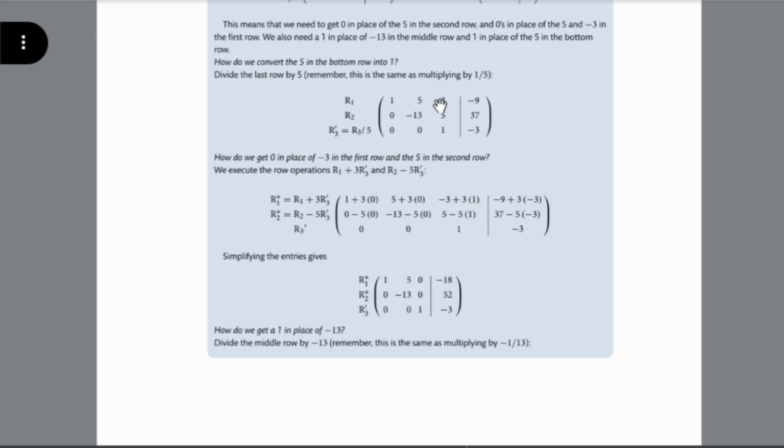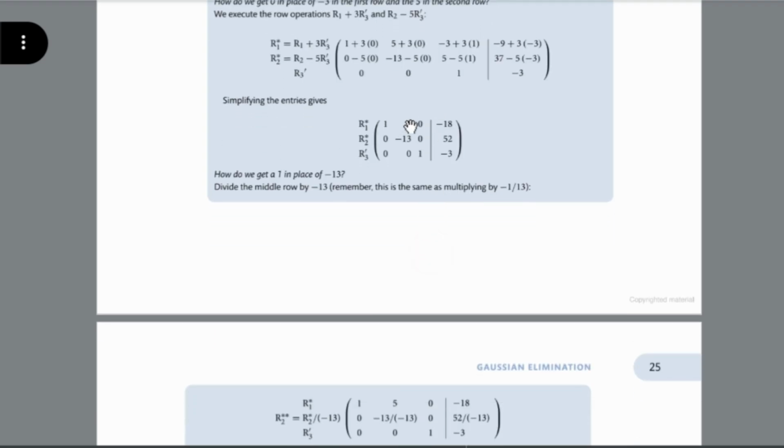So this value is going to be negative 3 plus 3, so we get a 0 there. This term is going to be negative 9 plus this multiplied by 3. So it's going to be negative 9 plus a negative 9. And that's what we have here. That's where we get this negative 18. Cool. So we got a 0 there.